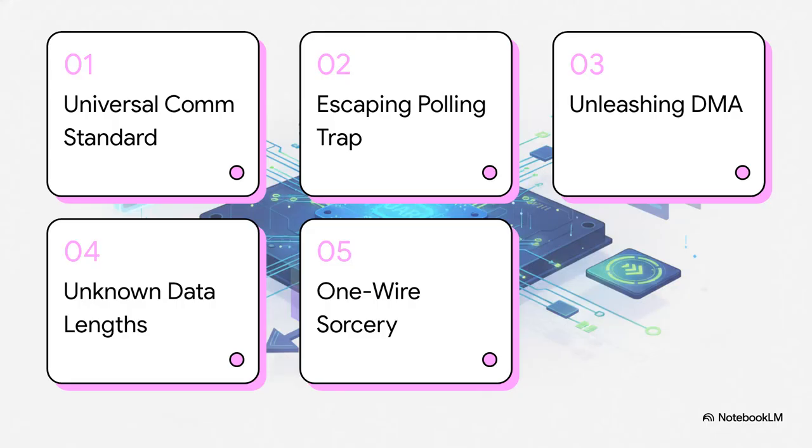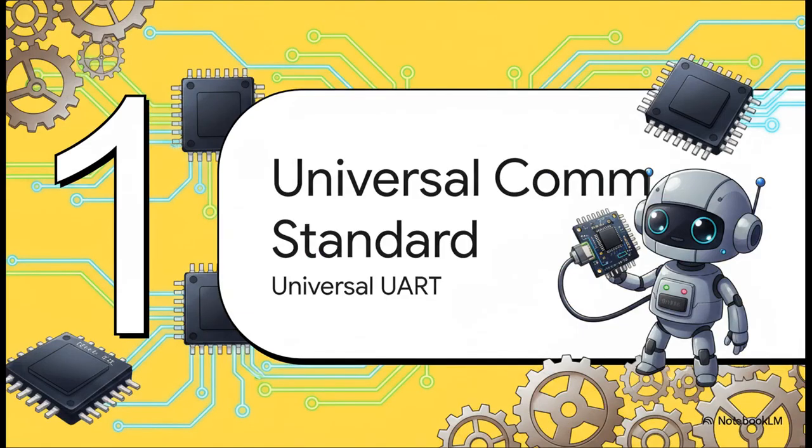We're starting off with the Universal Communication Standard. Then we'll talk about escaping the polling trap, followed by unleashing DMA. After that, we'll figure out handling unknown data lengths, and we'll wrap it all up with some true one-wire sorcery over UART. Okay, first up, Section 1, the Universal Communication Standard.